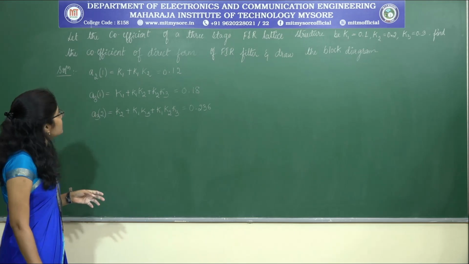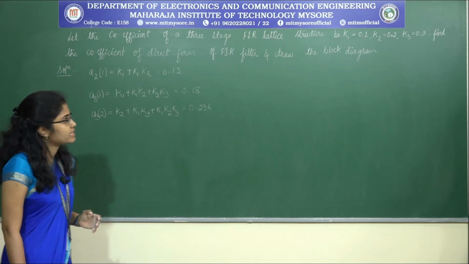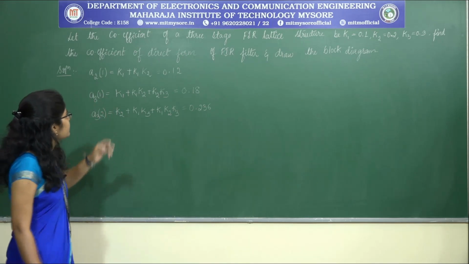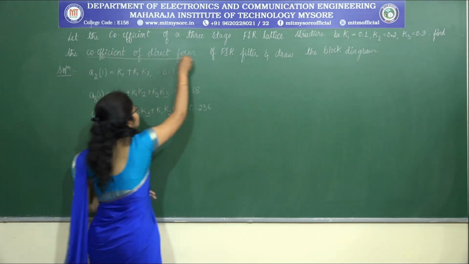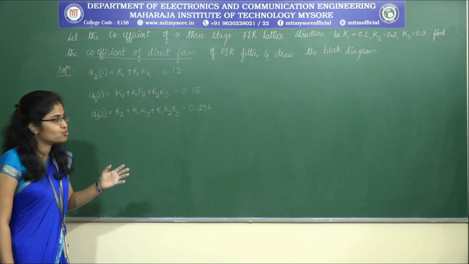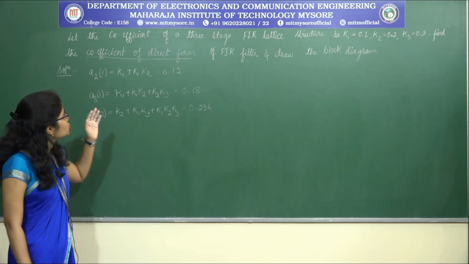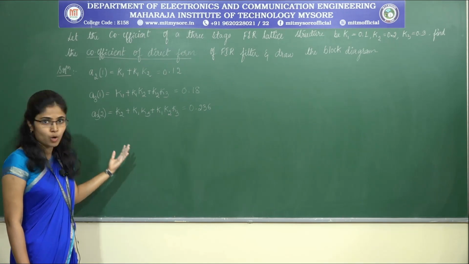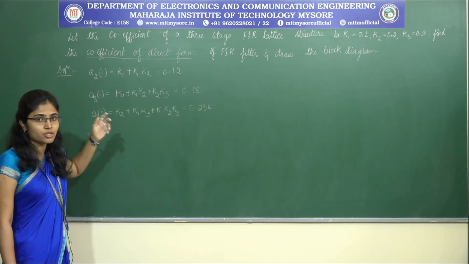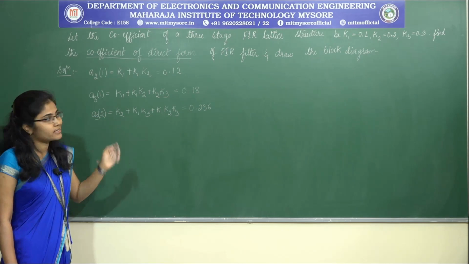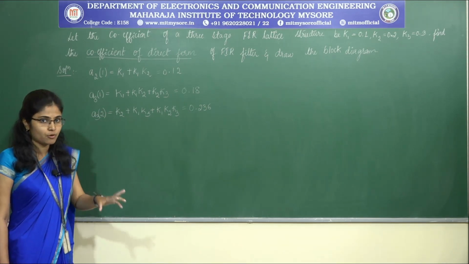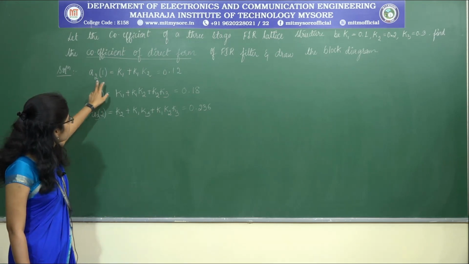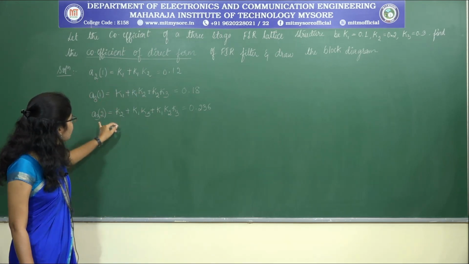The next problem is, let the coefficients of a three-stage FIR lattice filter be k1, k2, k3. They have given all the three values, and they are telling us to find the coefficients of the direct form structure and to draw the block diagram, which means we should draw the direct form structure figure. In the previous problem we solved the relationship between the three-stage lattice structure coefficients and those of the direct form structure. So I have directly taken the formulas and found out a2 of 1, a3 of 1, a3 of 2.